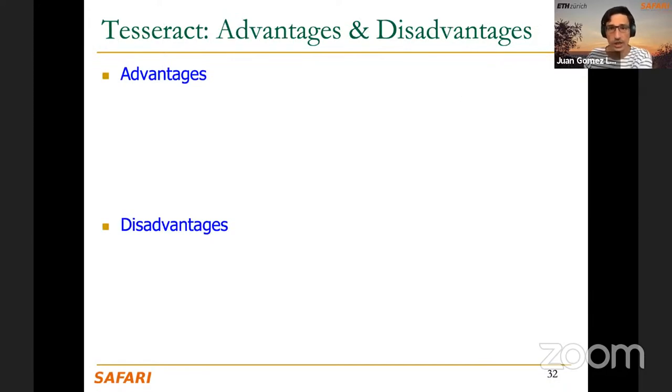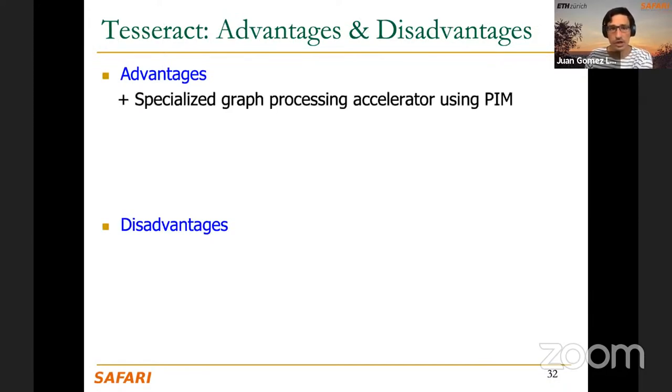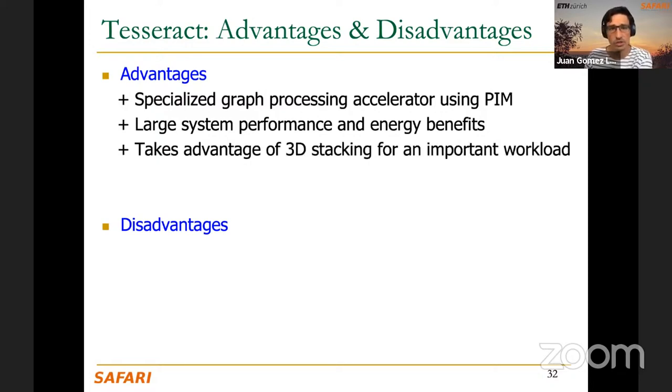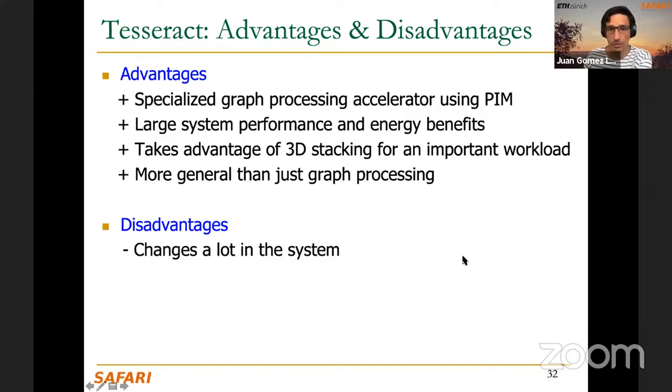In order to summarize, let's talk about advantages and disadvantages of Tesseract. The advantages: it is a specialized graph processing accelerator using PIM, and this is good because graph processing workloads are more and more important these days. It provides large system performance and energy benefits, as you have just seen in the previous slides, and takes advantage of 3D stacking, of this type of processing in memory. And it's also more general than just graph processing. We could even use it for other workloads as well, or at least with minimal modifications.